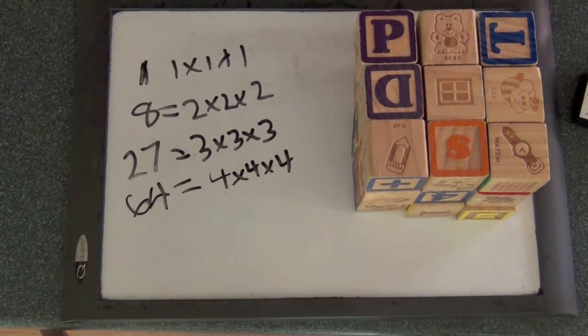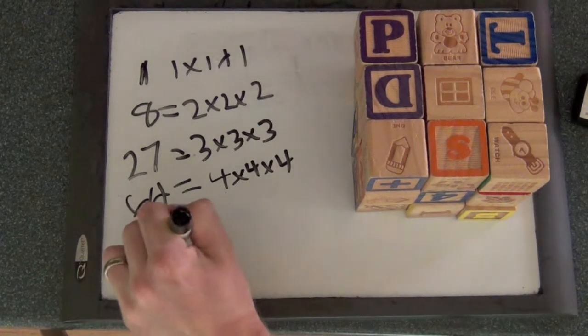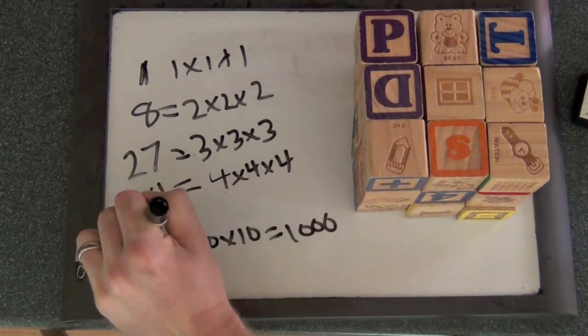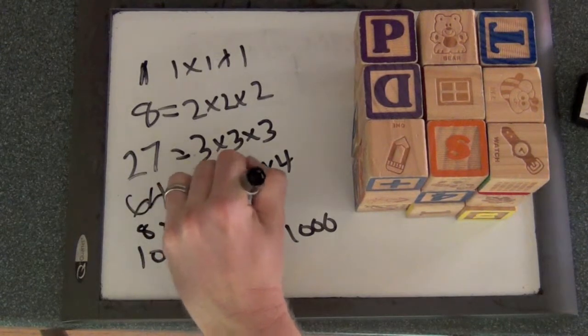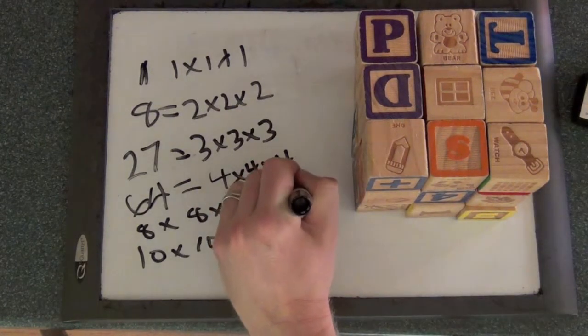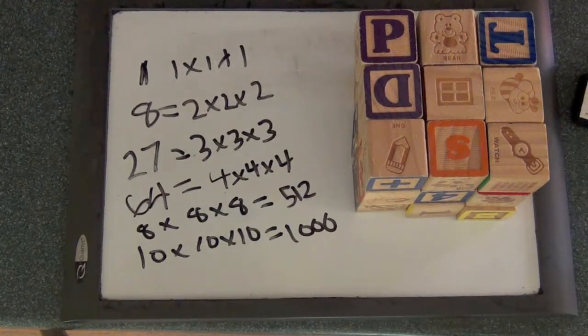But let me show you something that's interesting. So 10 times 10 times 10 is 1,000. Can anyone figure out what 8 times 8 times 8 is? 8 times 8 is what? 64. And then 64 times 8 is what? 480 plus 32. 512. 512, very good.